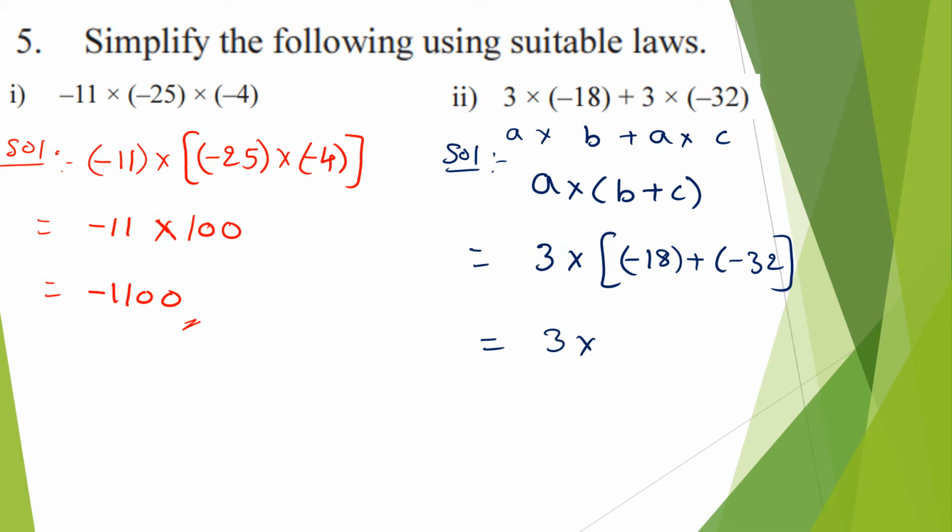3 into -18 minus 32. When we add two negative integers, we add the two numbers: 18 plus 32 is 50. Minus and minus is minus only, so -50. -50 into 3 is -150. The product of one negative and one positive should be negative only. So that is -150. Right, children?